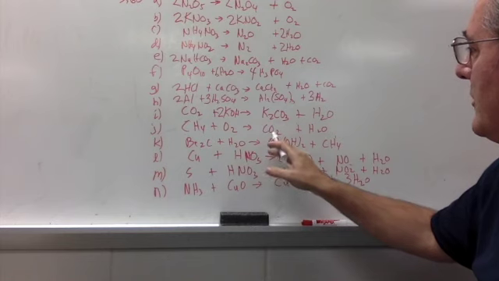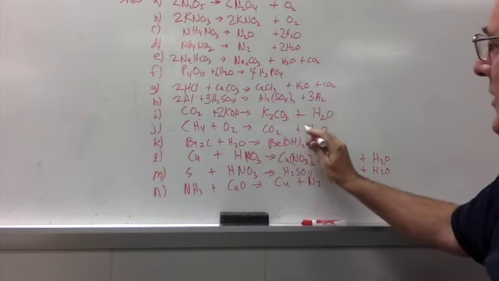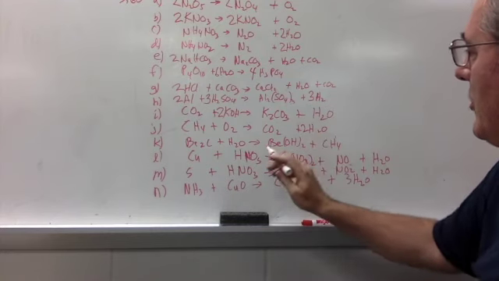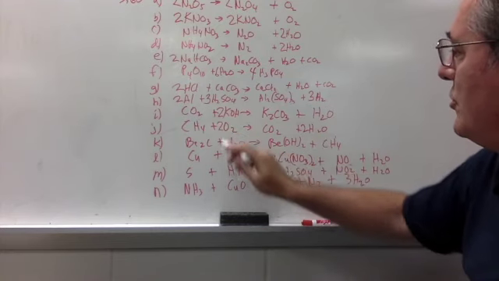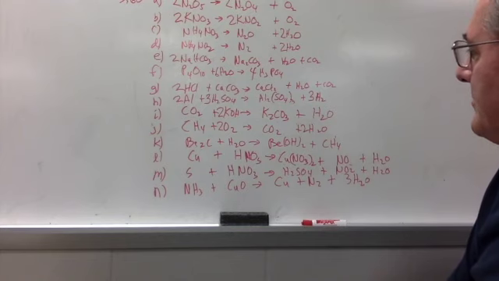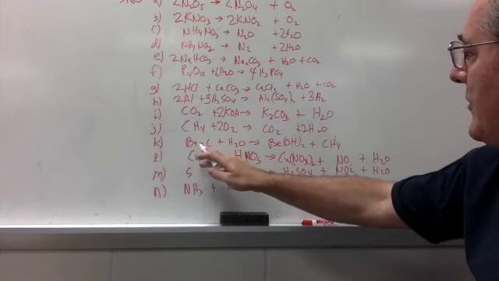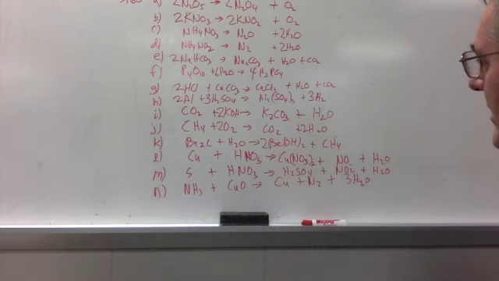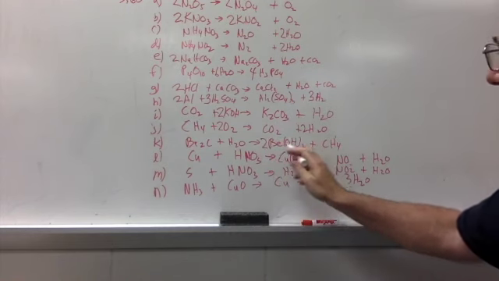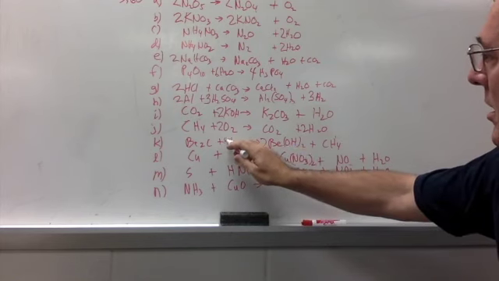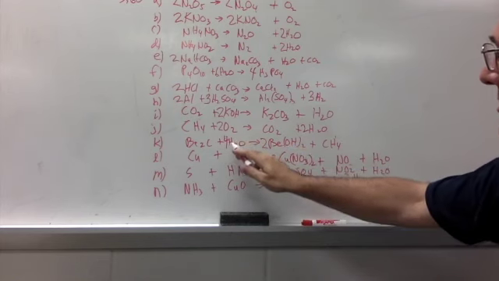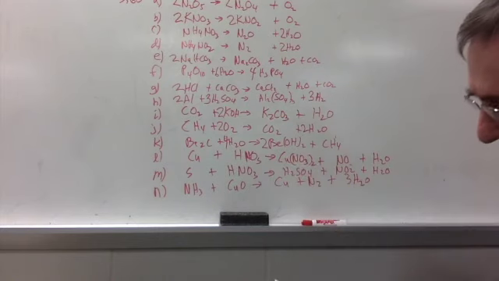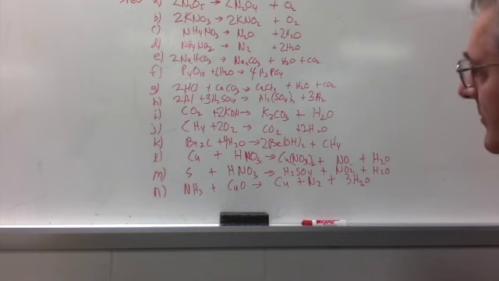CH4 plus O2 yields CO2 plus water, 4 H's, 2 waters. 2 plus 2 is 4 oxygens, so I need 2 O2's here. Be2C, that's 2 berylliums, so I'm going to need 2 in front of the beryllium hydroxide. That ends up giving me 4 oxygens, so I'm going to need 4 waters to give me 4 oxygens. That's 8 hydrogens. I have 4 plus 4 is 8 hydrogens.